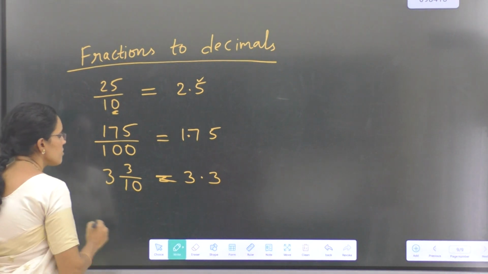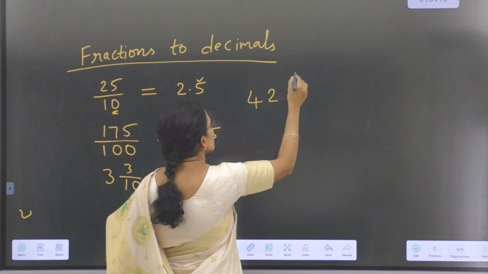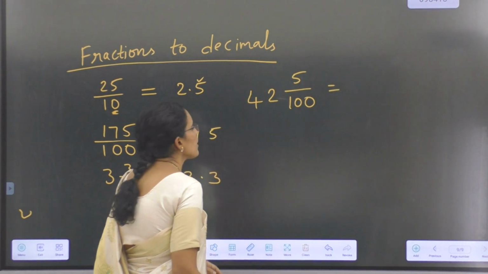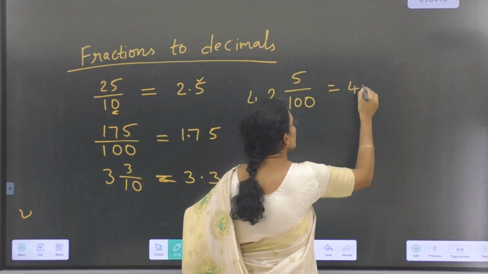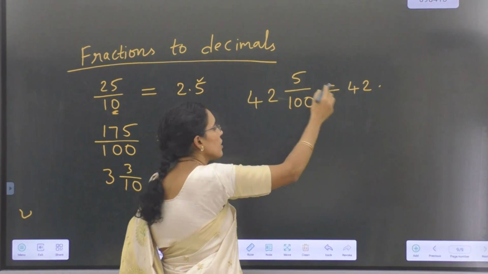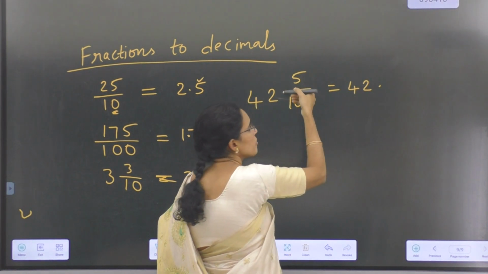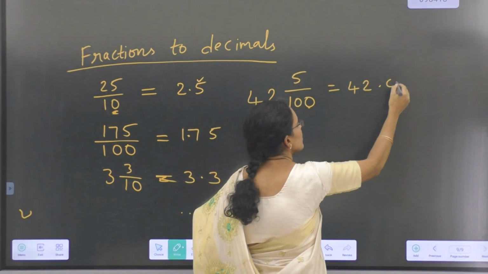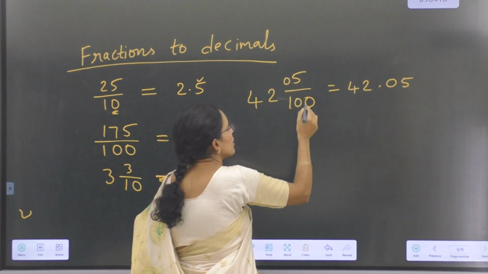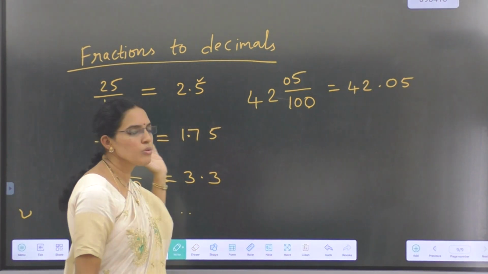Another example, let's take 42 5 by 100. If it is 42 5 by 100, 42 goes to the whole part, and in the decimal part hundredths place we have the digit 5. Tenths place not there, that is two zeros are there. Two decimal places we want, we have only one decimal place, then we should write 0. Tenths place the digit is 0. Hundredths place the digit is 5. In this way we will convert fractions to decimal form.